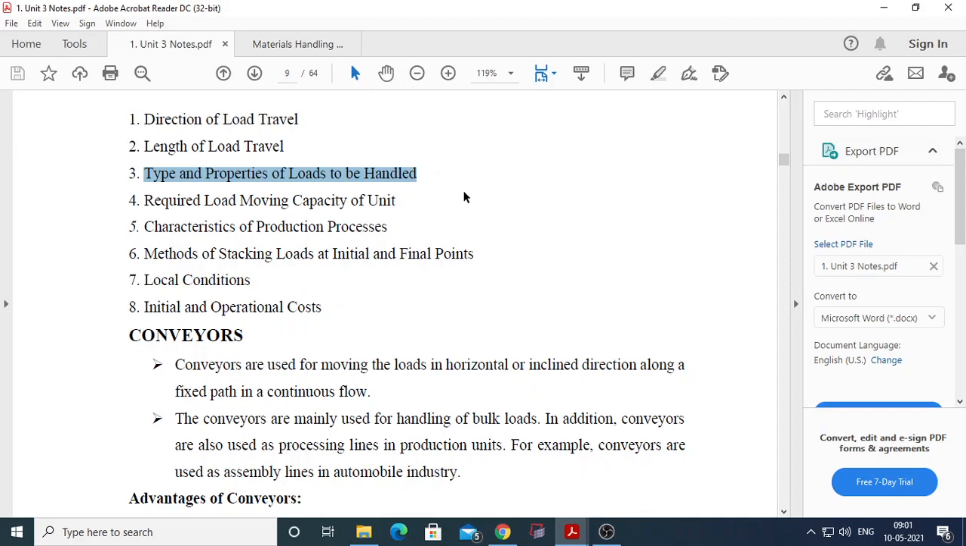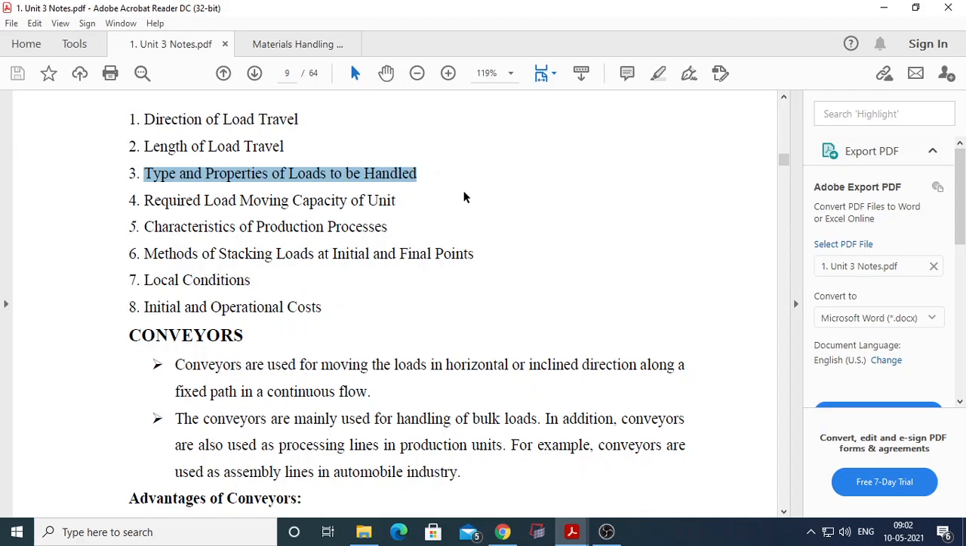Then the properties of the unit loads. There are different properties of loads. If you take unit loads, then we consider the weight of the product. Then we want to check the convenient bearing surface, the support of the surface. Then you have to check the part for suspension. Then there are different types of properties: brittleness, hardness, surface finish, and temperature.